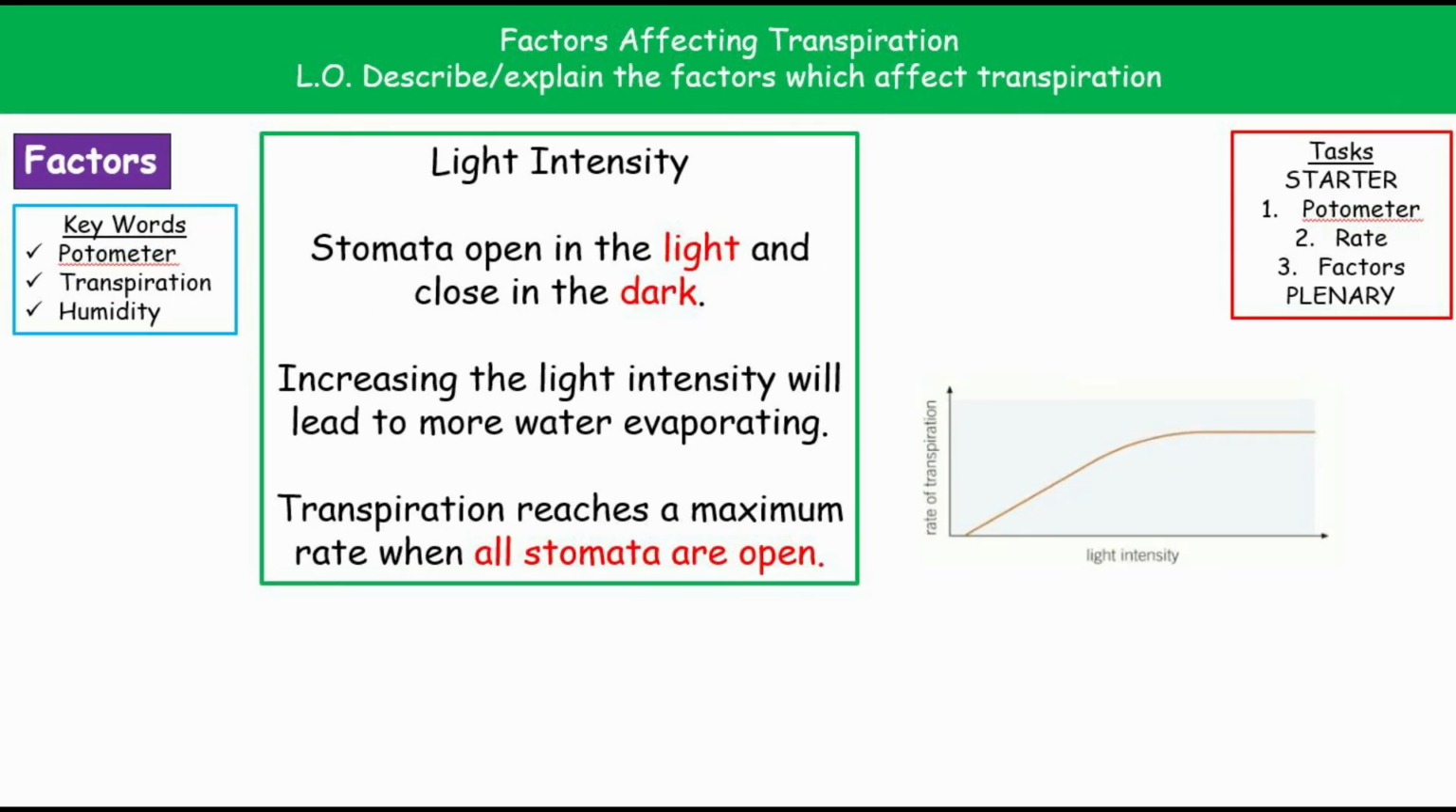So, light intensity then. The stomata open in the light and close in the dark. So increasing the light intensity will lead to more water evaporating, but transpiration will reach a maximum rate when all the stomata are open. So we hit that point, and you can see it in the graph on the right there, where it just plateaus, it levels off and forms that horizontal line. And that's because no matter how much we increase the light intensity beyond that, all of the stomata are already open, which means we can't possibly open any more stomata, and therefore we're not going to get any faster rate of transpiration. So make sure you've got the graph sketched, make sure you've got those words filled in, and give yourself a mark out of 3 for the ones that you did.